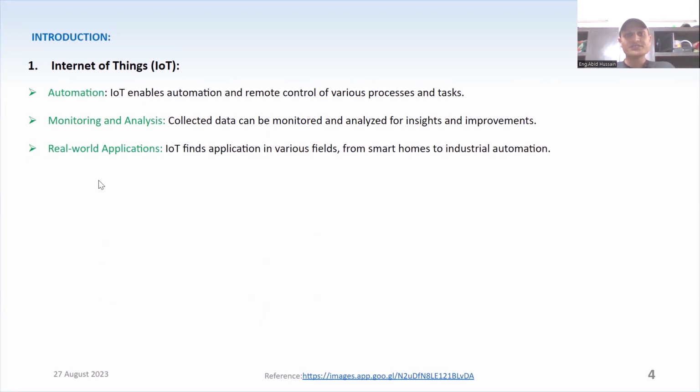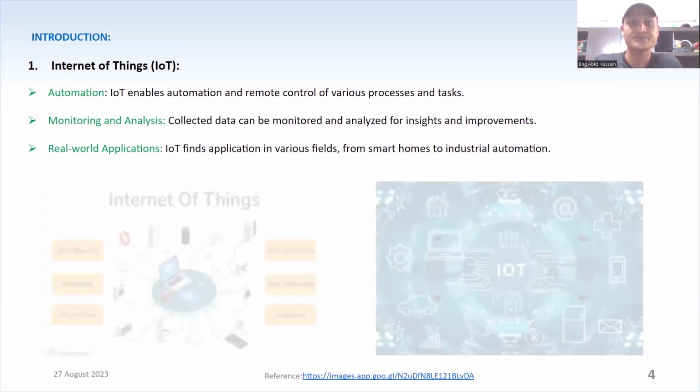IoT enables automation and remote control of various processes and tasks. Collected data can be monitored and analyzed for insight and improvements. IoT finds application in various fields, from smart homes to industrial automation.